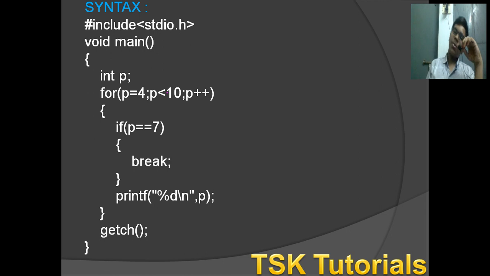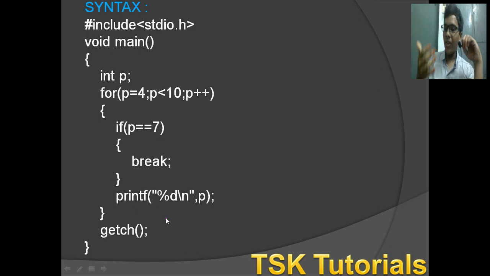For p less than 10, and p is given as p plus plus, means p has to increase by 1. If p equal to 7, means when p comes to the value 7, the loop has to be broken, it should not execute further. I have given the condition here before printing, so it is going to verify all the conditions. For 4 we continue, for 5, for 6, and at 7 we have to break the loop.